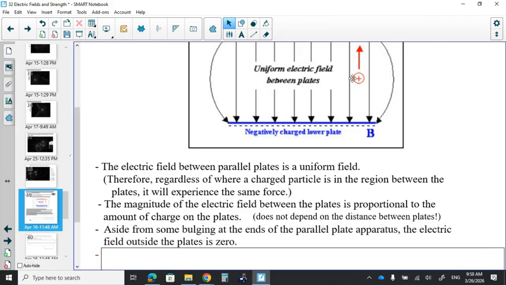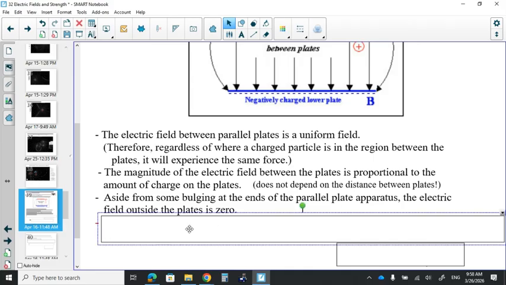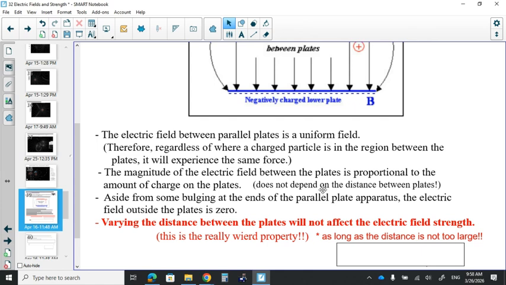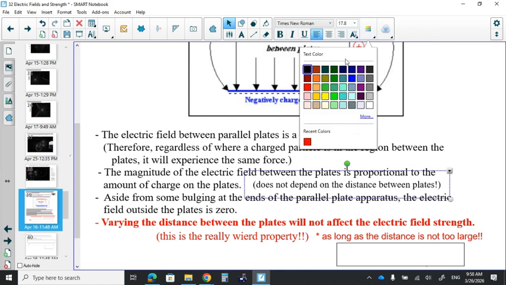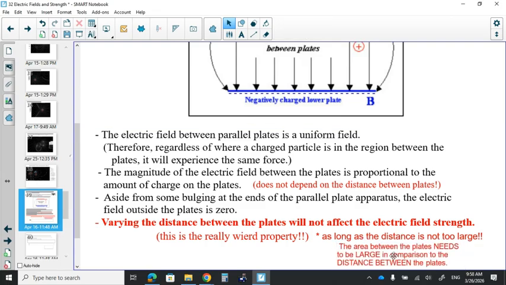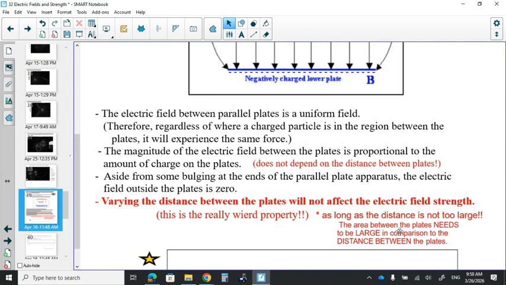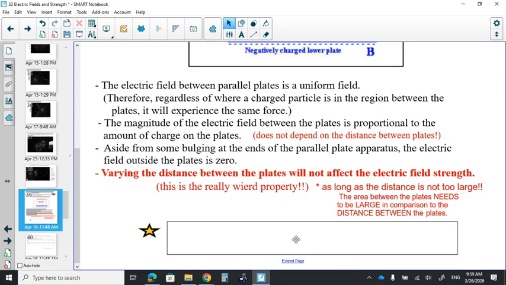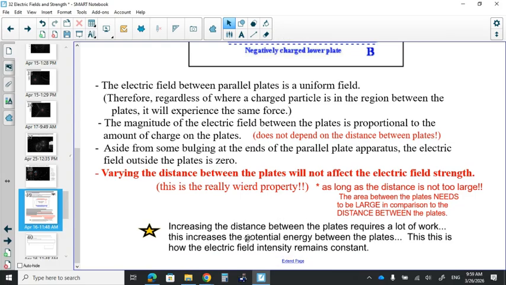So aside from some bulging at the ends, there's zero electric field outside of the plates, which is kind of a neat thing. And again, varying the distance between the plates does not change the electric field strength, which is strange. You can't have them too far apart, of course. Infinitely far apart, you wouldn't have any effect at all. But as long as the area between the plates is large in comparison to the distance between the plates, you could double the distance between them, you could increase or decrease the distance, and it makes no difference on the overall electric field.